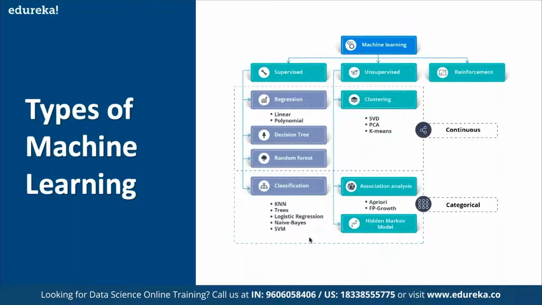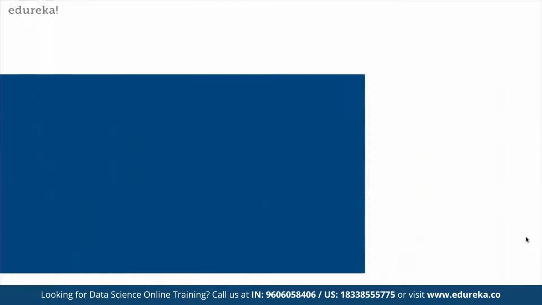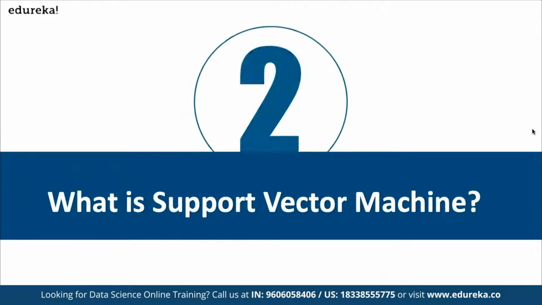If we talk about Apriori, FP-growth, K-means, PCA, and SVD, they all are part of unsupervised learning. And reinforcement learning is based on its own structure, which we are going to discuss step by step as we proceed further.